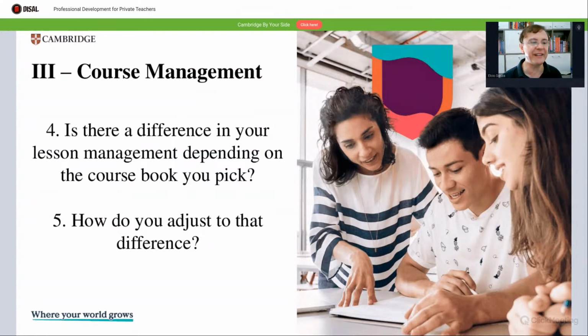Is there a difference in lesson management depending on the course book? That question means, do you always teach exactly in the same way, whatever the course book, or do you change the lesson sequence? Do you change the lesson dynamics from one book to another? Can you tell me what you do? So do you change your teaching style?